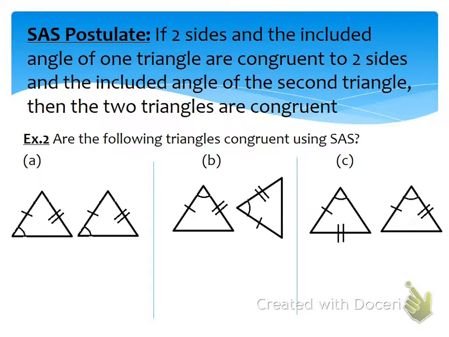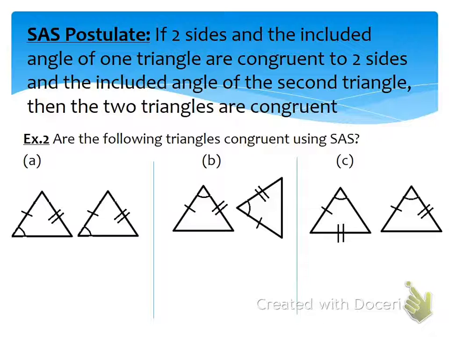Small typo in your notes, but I fixed it in the slideshow. It should say if, not it. If 2 sides and then the included angle of one triangle are congruent to 2 sides and the included angle of the second triangle, then the 2 triangles are congruent. So even the way that it's listed, SAS, the angle is in between the 2 sides. Okay, angle has to be in between the sides we're talking about.